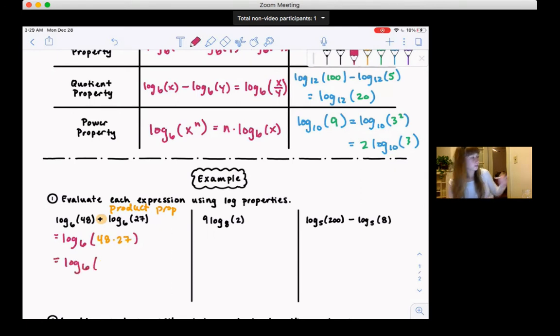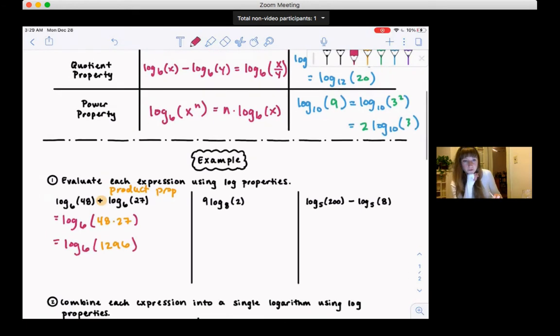Okay, so 48 times 27, let's actually do that. And we get 1,296. And now we want to see, can we do log base 6 of 1,296? So let's see if we can do that.